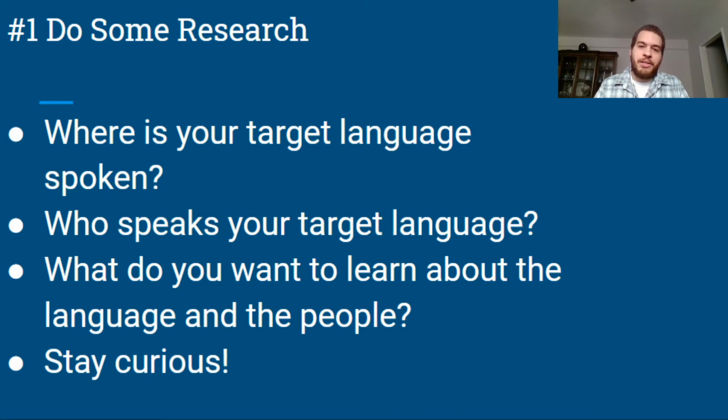The reason that I think it's a good idea to do some research when you're thinking about learning a new language is that you can build more of a connection with the language itself, learn about the people who speak it and their culture, and really appreciate the language more.